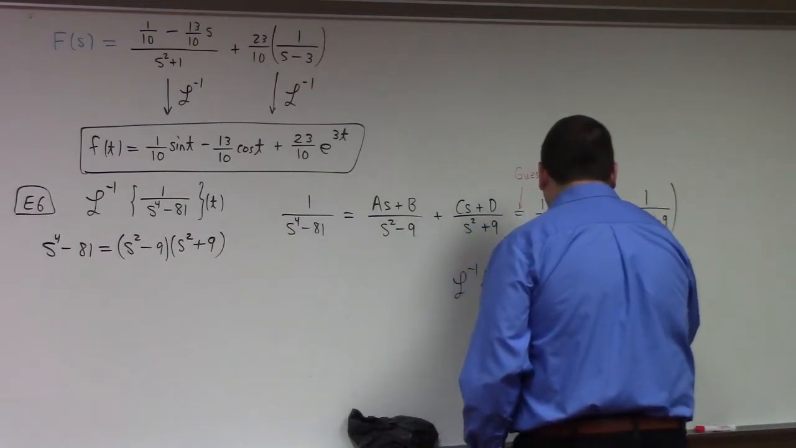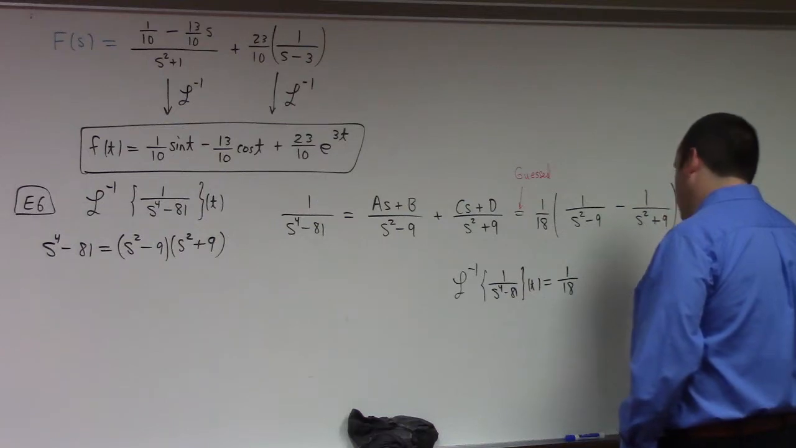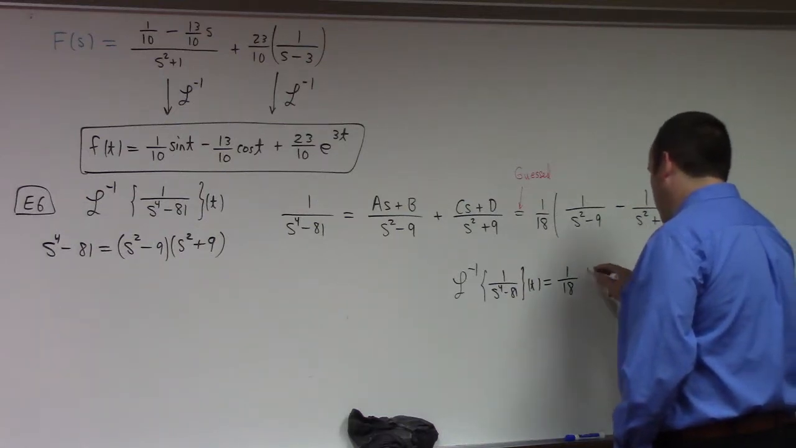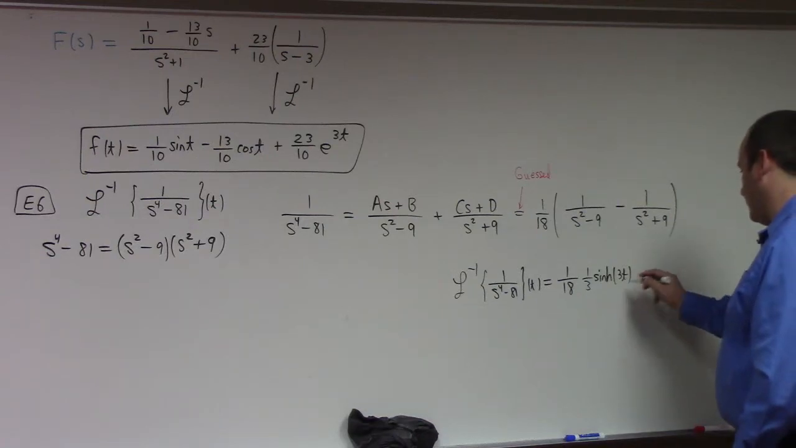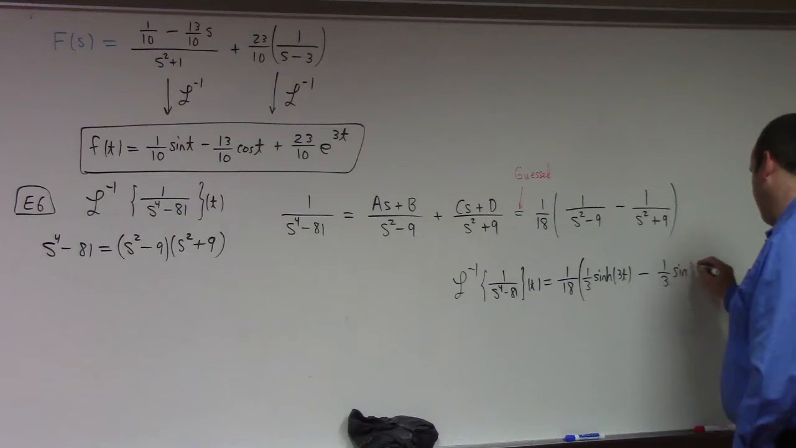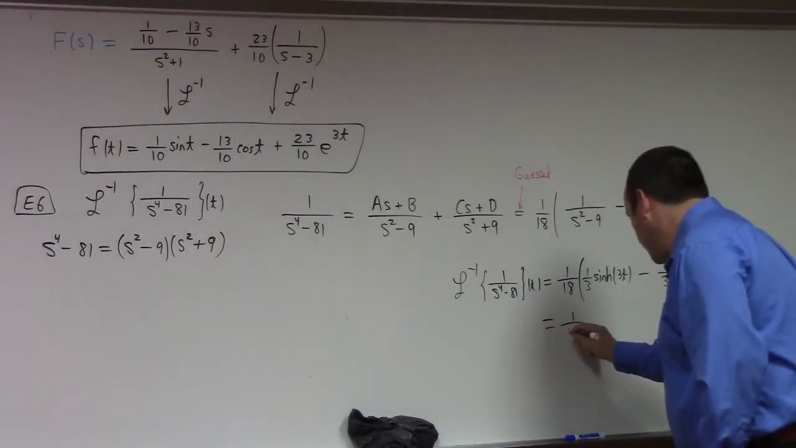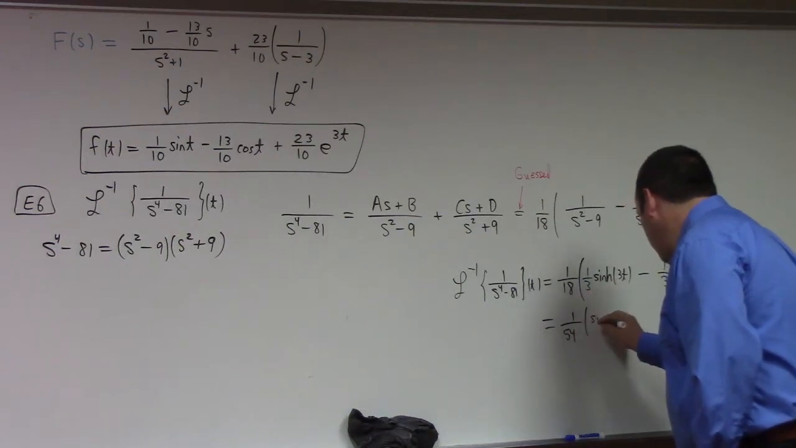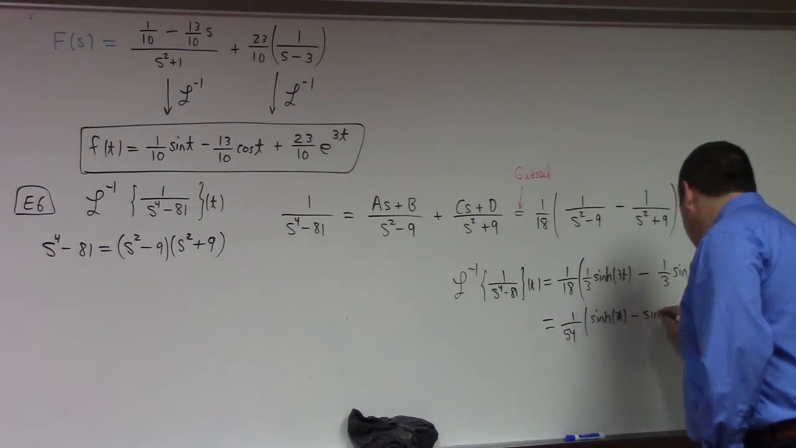is going to be 1/18. This guy is actually 1/3 sinh of 3t. And this guy is minus 1/3 sine of 3t. Or if you like, this is 1 over 54 times sinh 3t minus the sine of 3t.